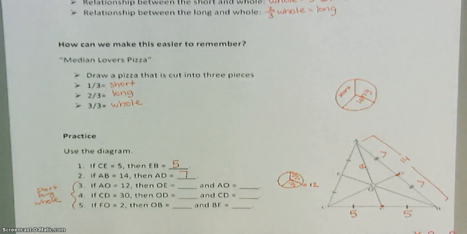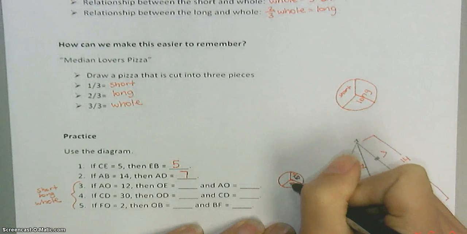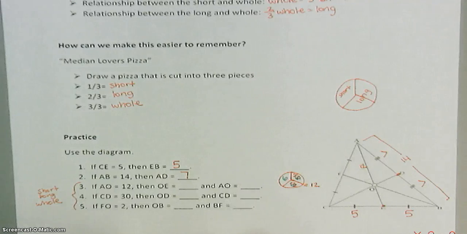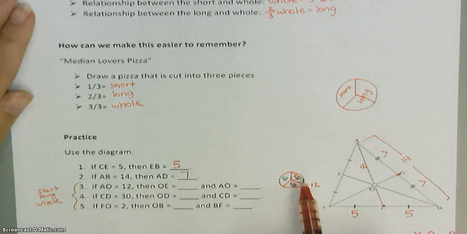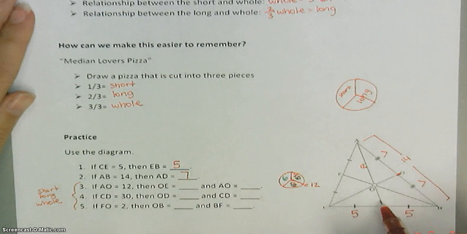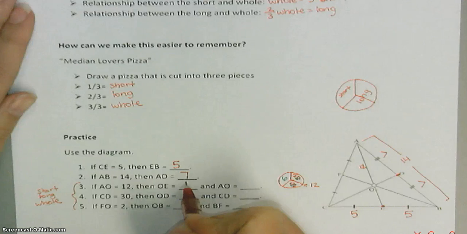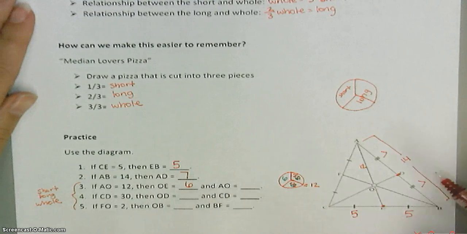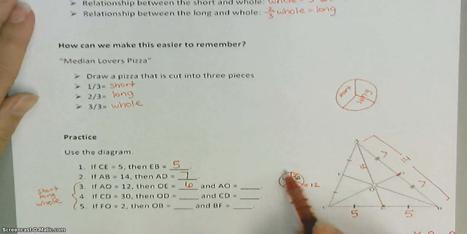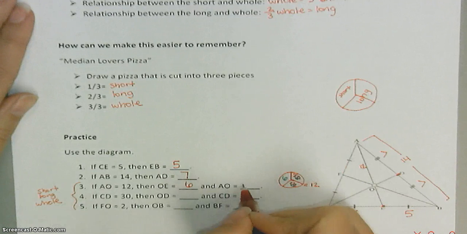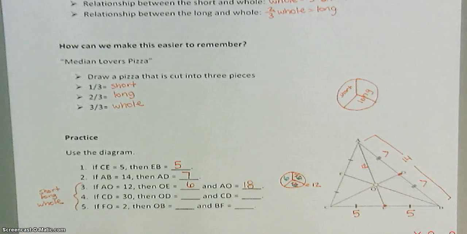So then I ask myself, well, what's 1 slice? If 2 slices make 12, that means 1 slice has to be 6. So all of these are 6. Now I can answer the rest of the questions. So the 2/3 is the 12. What about OE? Well, OE is the short. That's only 1 slice. How much is 1 slice? 6. And AO is the whole thing. What's the whole thing? Well, 6 plus 6 plus 6 is 18. The whole is 18.